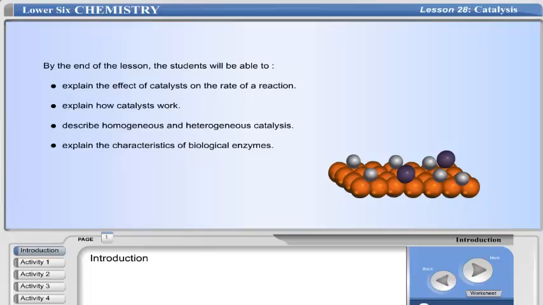By the end of the lesson, the students will be able to explain the effect of catalysts on the rate of a reaction, explain how catalysts work, describe homogeneous and heterogeneous catalysis, explain the characteristics of biological enzymes.